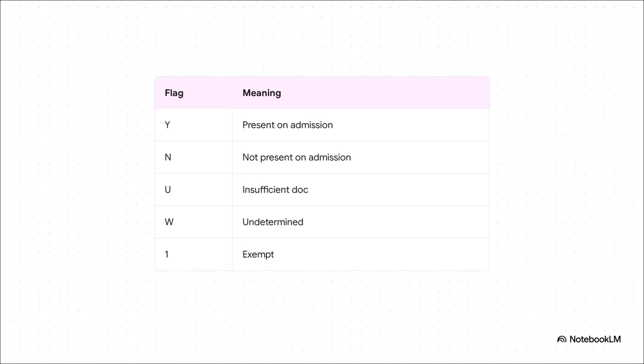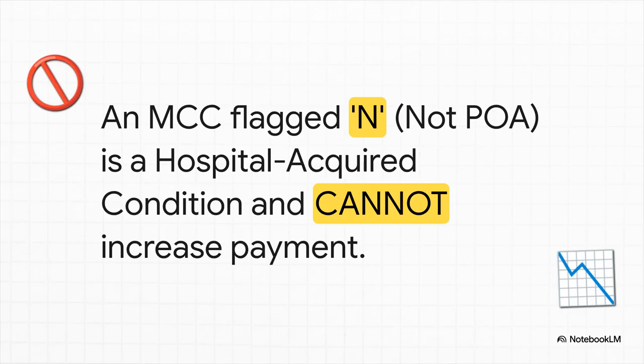Y and N indicate whether the condition was present or not at the exact time the admission order was written, while U and W account for those tricky situations with insufficient documentation or clinically undetermined scenarios. Here is the absolute high-impact rule you've got to remember. Under the Deficit Reduction Act policy, if a secondary diagnosis is deemed a hospital-acquired condition, meaning it's flagged N for not present on admission, it generally cannot be used to increase the MSDRG payment, period.